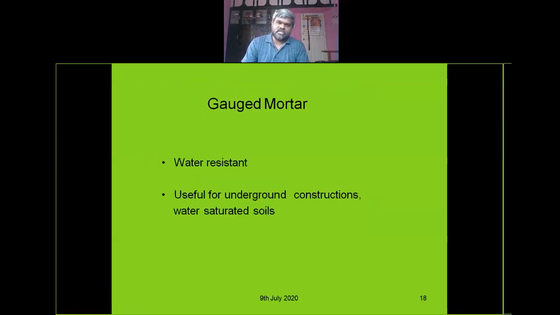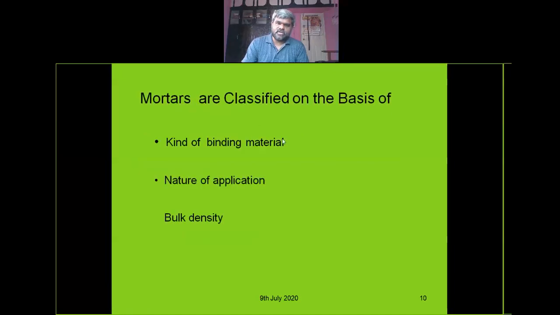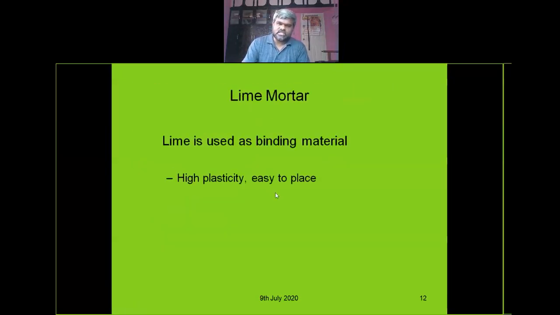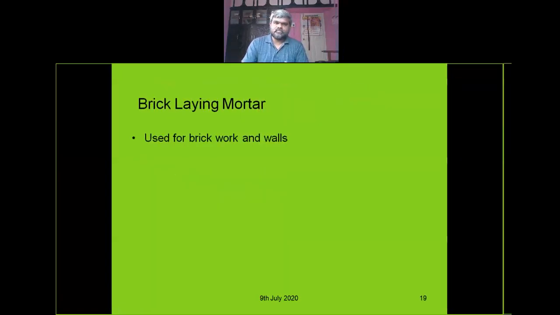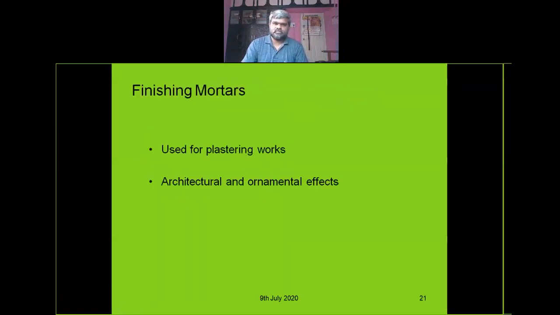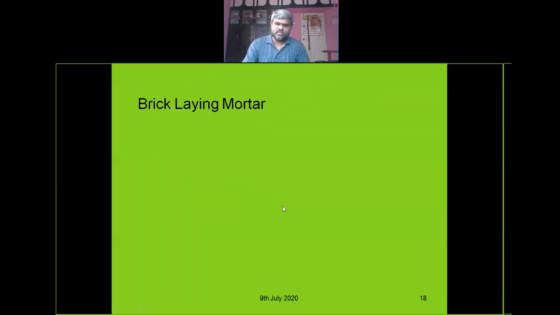So, classification of mortars based on the nature of application. Here, classification of mortar based on binding material, we have seen what is lime mortar, what is surki mortar, what is cement mortar. Now classification is based on nature of application. It is whether it is a bricklaying mortar or a finishing mortar.